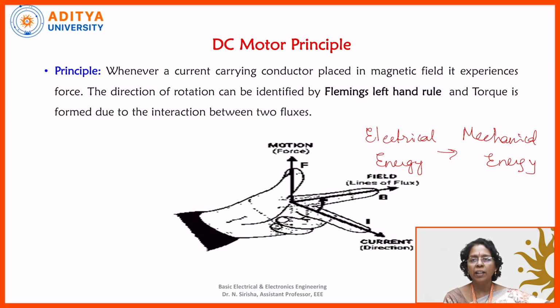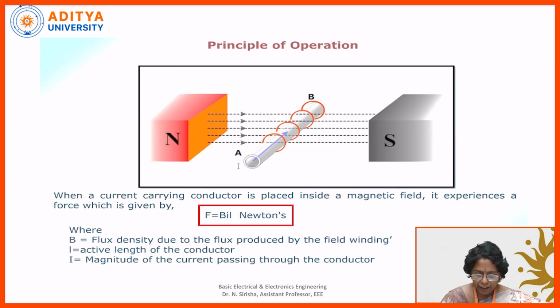If you stretch your left hand with your three fingers, thumb, forefinger and middle finger, kept at right angles to each other, then the thumb gives the direction of the force on the conductor, the forefinger gives the direction of magnetic flux, and the middle finger gives the direction of current in the motor. It is based on Fleming's left hand rule, and electrical energy is converted into mechanical energy. Torque is required in DC motors.